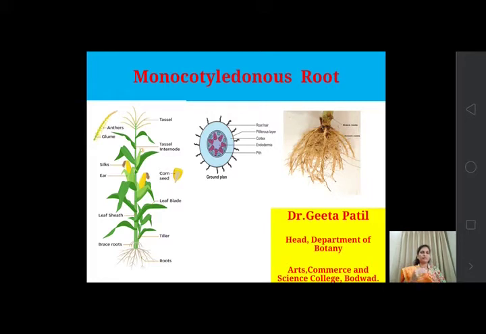So internally, how can we differentiate? Internal anatomy is also useful to make the differences between these dicotyledonous and monocotyledonous plants. So if we see the internal structure of the dicotyledonous root, and now we are going to see the internal structure of the monocotyledonous root, you might understand what is the difference between these two.